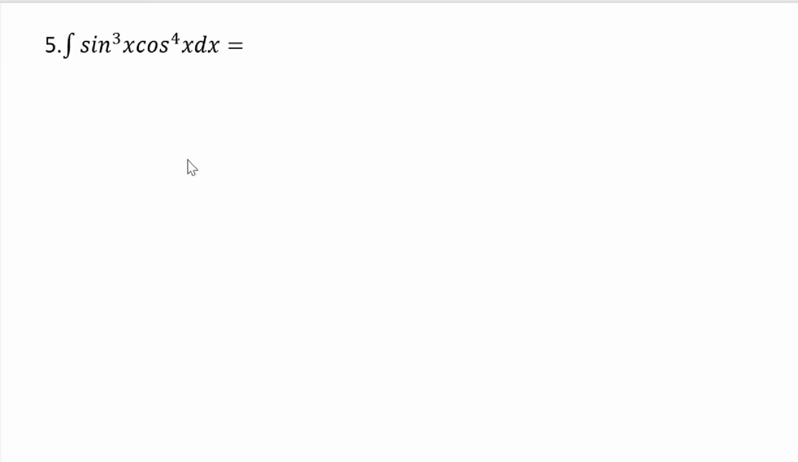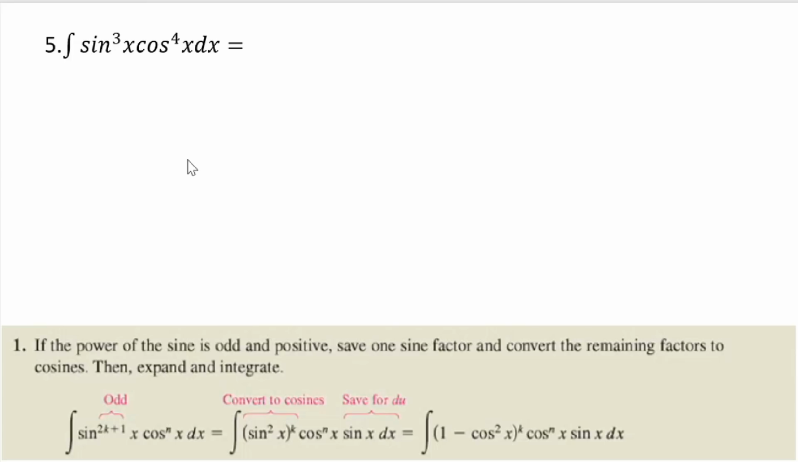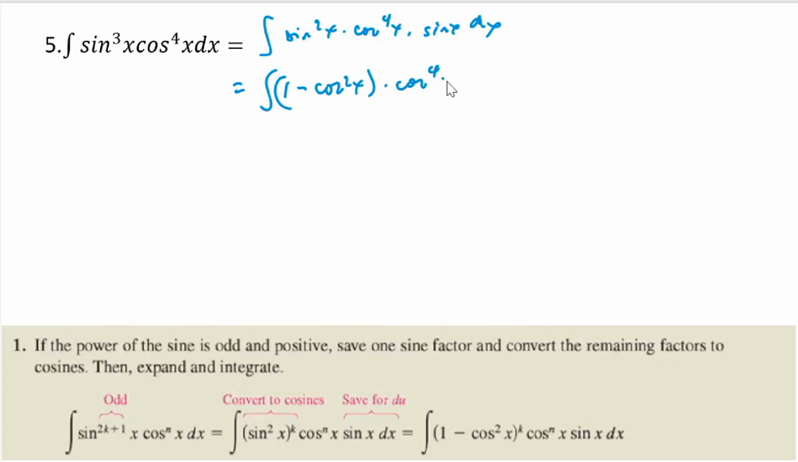Okay, number 5 is the integral of sine cube x dx. In this case, we will factor the sine cube x as sine squared x times sine x. So I will write sine squared x times cosine to the power of 4 of x times sine x dx. From there, we're going to rewrite the identity of sine squared x. This can be written as 1 minus cosine squared x, the quantity of that, times cosine to the power of 4 of x times sine x dx.